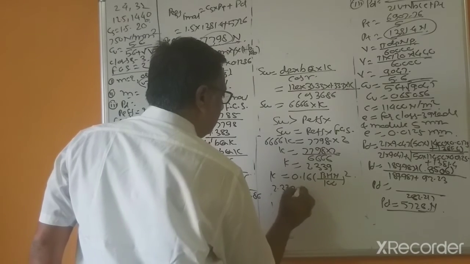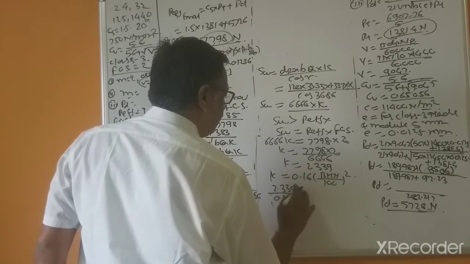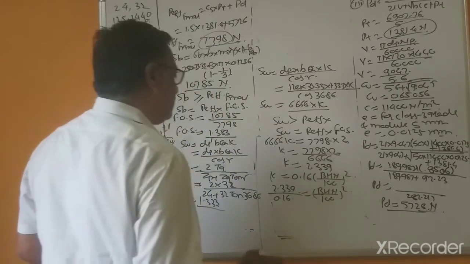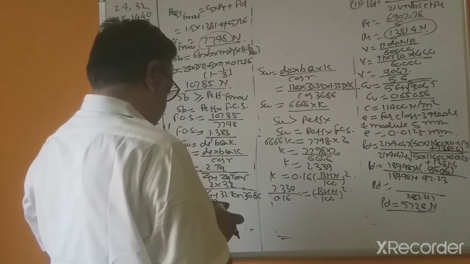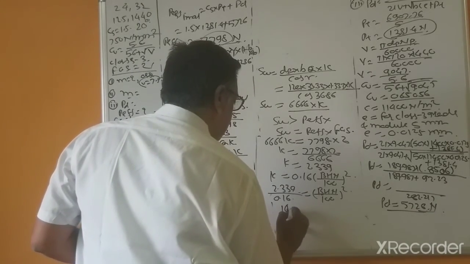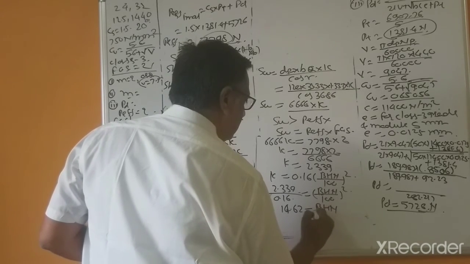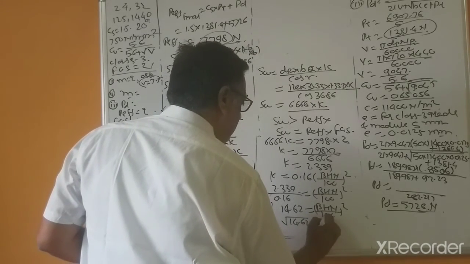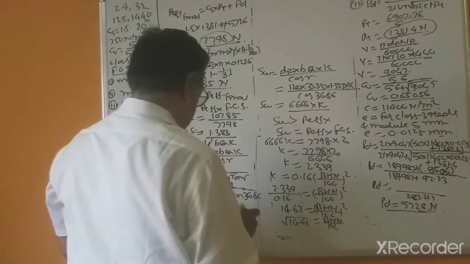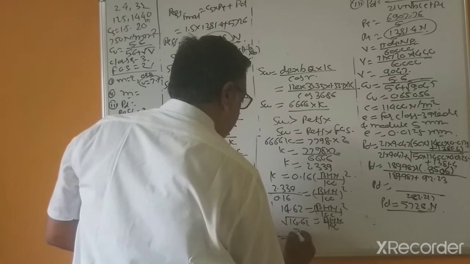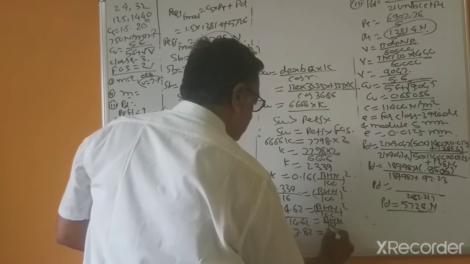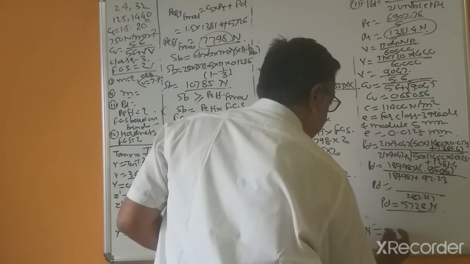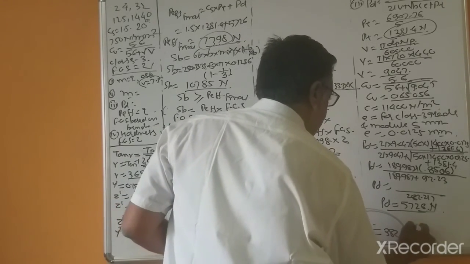This is 2.339 divided by 0.16 equal to BHN divided by 100 squared. Divided by 0.16, 14.62 equal to BHN divided by 100 squared. Now under root, so this is under root 3.82. So that's why BHN equal to 3.82. This is your required answer.